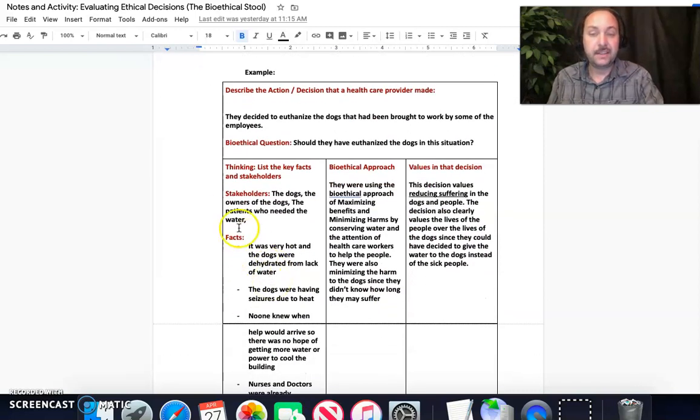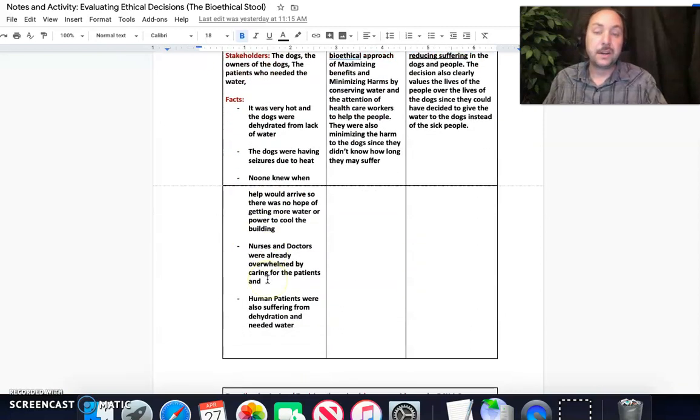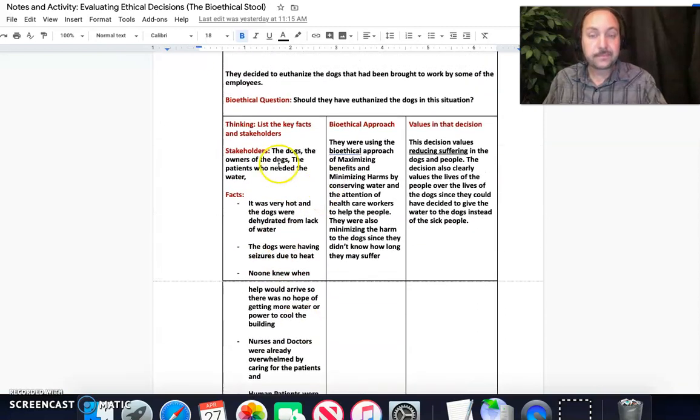And I've identified the stakeholders and the decision to euthanize the dogs. We have the dogs, we have the owners of the dogs, we have patients who need the water, some facts about what was going on. I outlined that. You're going to do something similar to this for your action. I'm expecting a list of important facts that were important in the decision that was made. Okay? And it should look like this. It should be comprehensive so that you can make a comprehensive argument.